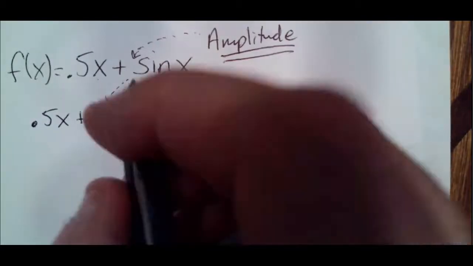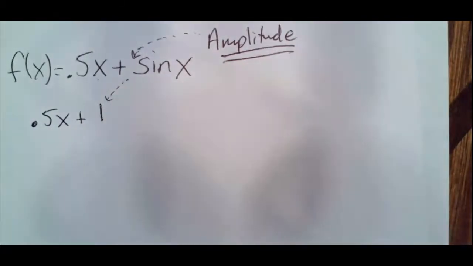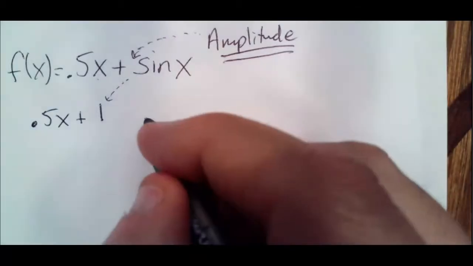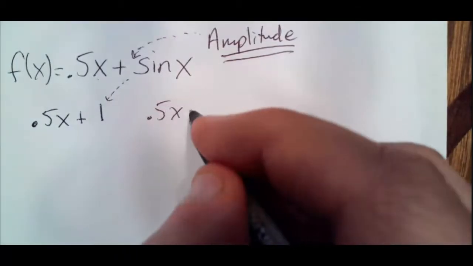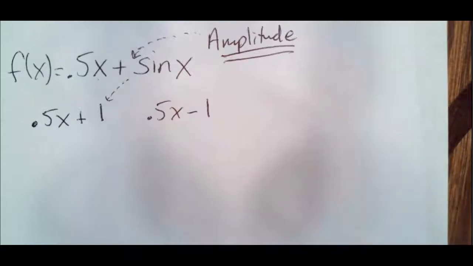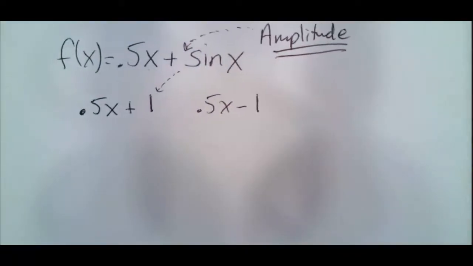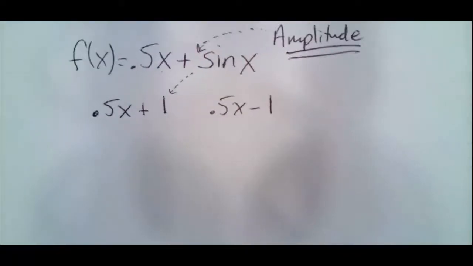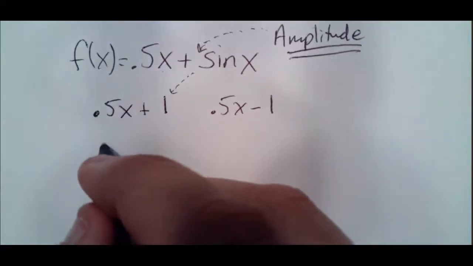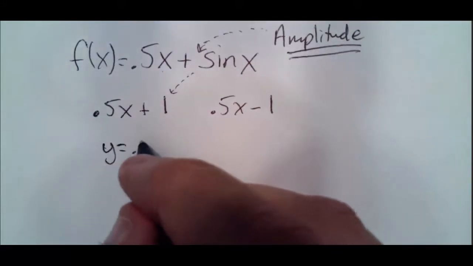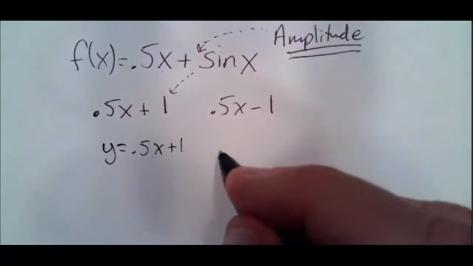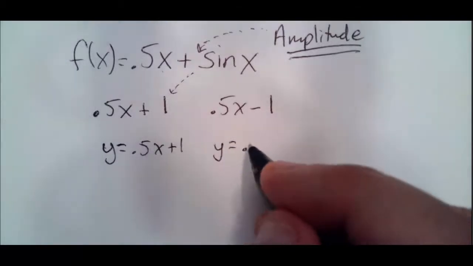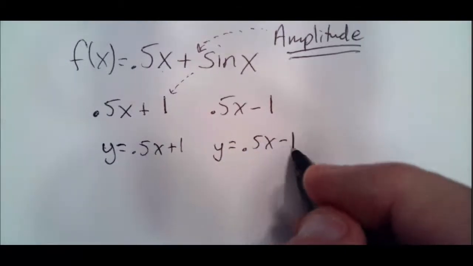Now the lower bound would be the opposite. So this would be 0.5x minus 1. Our true answer would be, what are the two lines that form the bounds? So it would be y equals 0.5x plus 1 and y equals 0.5x minus 1.